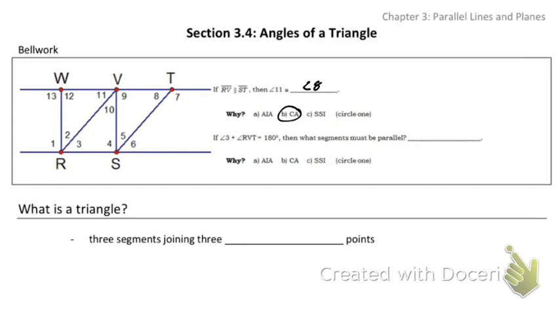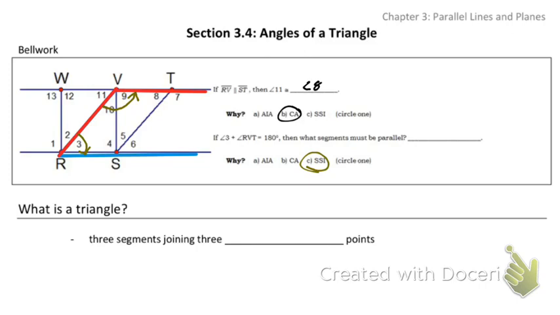So it says angle 3. Angle 3 is this one. And then it also says RVT. RVT is that one. And just to be clear, we want this entire angle and this entire angle. So we know we're using same side interior because they equal 180.